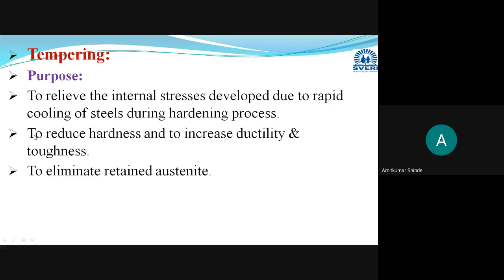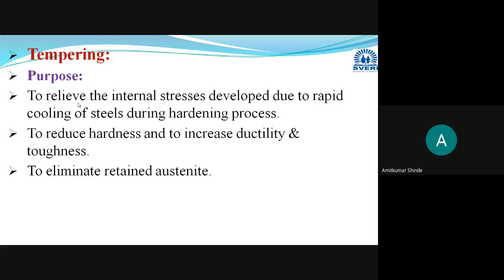Then the next purpose is to reduce the hardness and to increase the ductility and toughness. At the end of the hardening process you will sometimes end up with more hardness, or sometimes brittleness will be there in the component. That excess hardness or brittleness can be eliminated by increasing its softness or ductility by performing the tempering process.